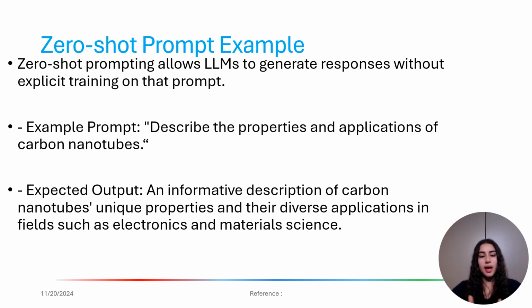Zero-shot prompting, as I discussed before, allows large language models to generate responses without explicit training on that prompt. For example, the prompt: describe the properties and applications of carbon nanotubes. We would expect the output to be an informative description of carbon nanotubes, their unique properties, and their diverse applications in fields such as electronics and material science.